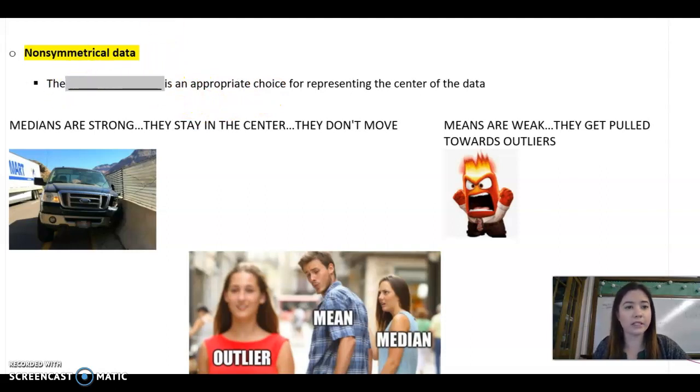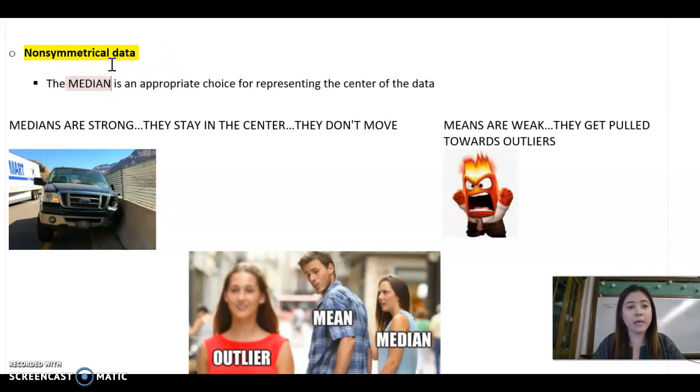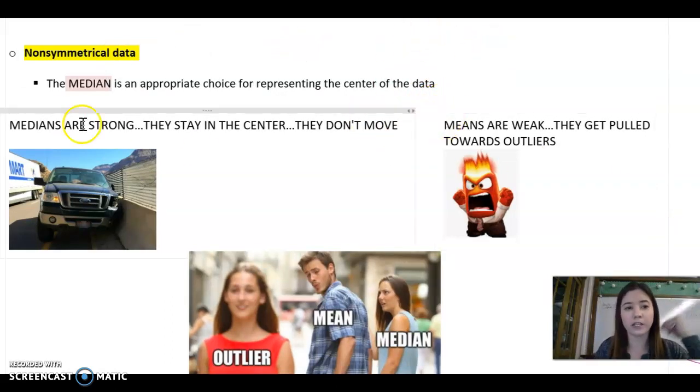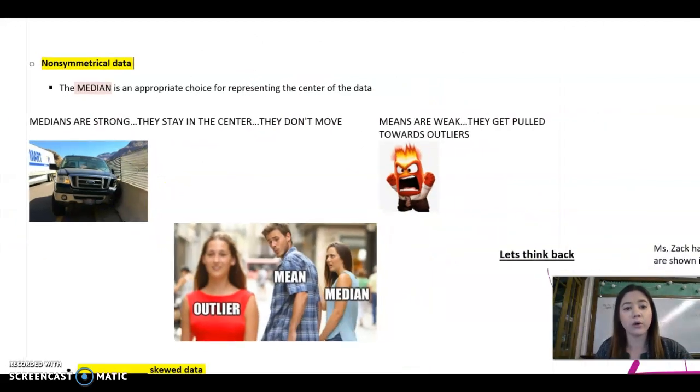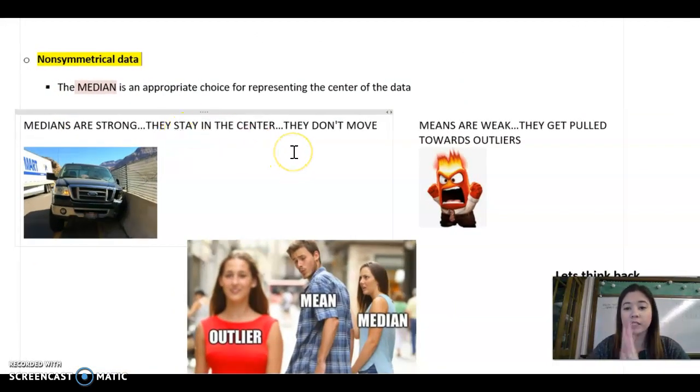when we have this going on, we are going to use the median as an appropriate choice for the center. Now, what's important today is understanding the reason why we use the median for the center in this case. So, medians are strong. They stay in the center and they do not move. Wherever your bulk of data is, it's going to find that middle and it's going to stay right there. Means are weak and they get pulled towards the outliers.